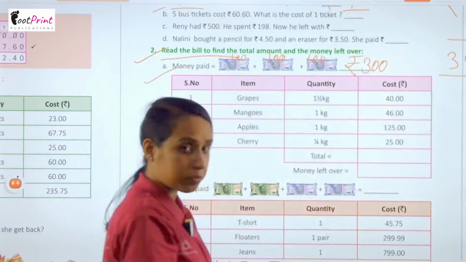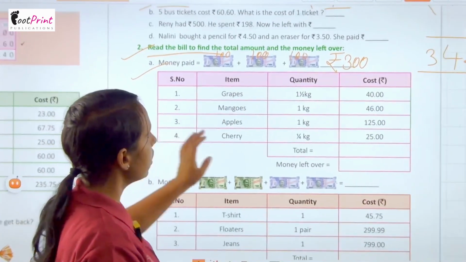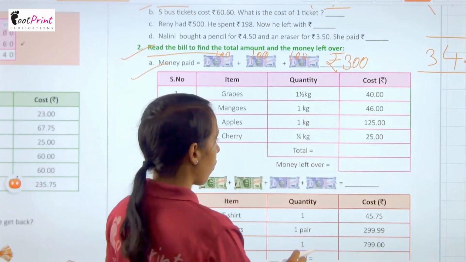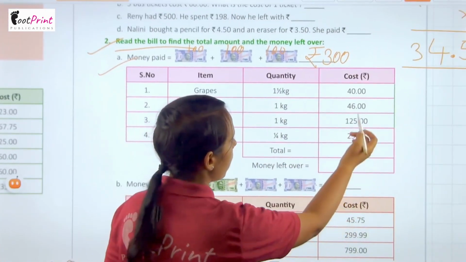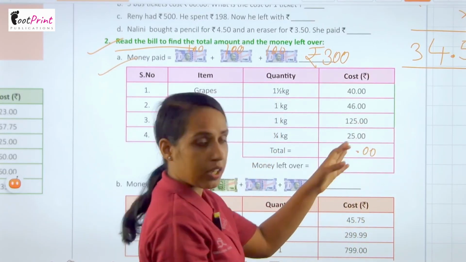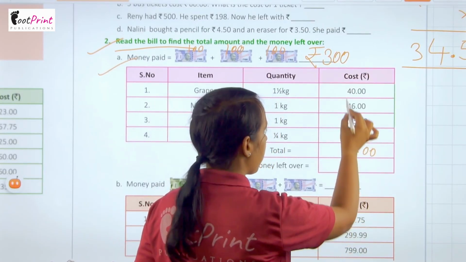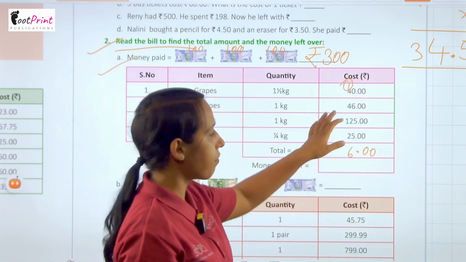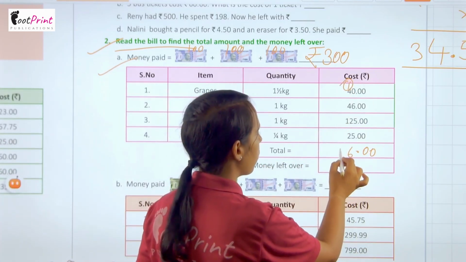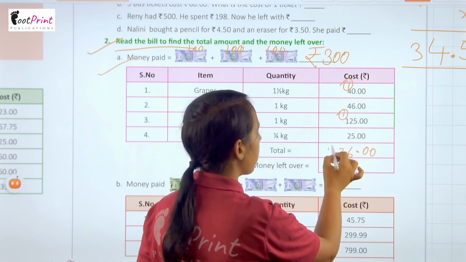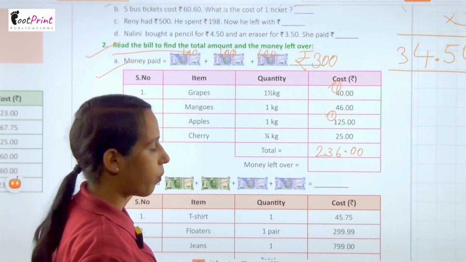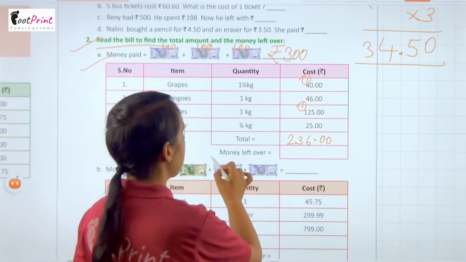Okay. Now we have to find out the billing of the items. How much is the total? So here we know that 0, 0, 6, 5, 11, 11, 5, 16, 1 carry over here, 4, 1, 5, 5, 4, 9, 9, 9, 2, 11, 11 and 2, 13, and 1 carry over here, that is 236.00, and we have to find out the money left over.